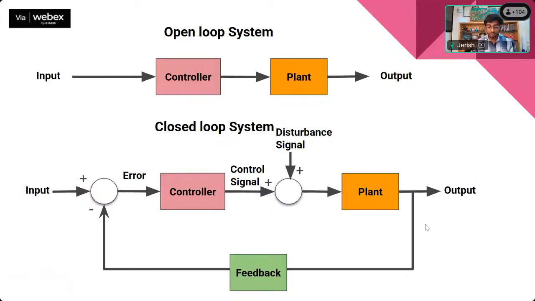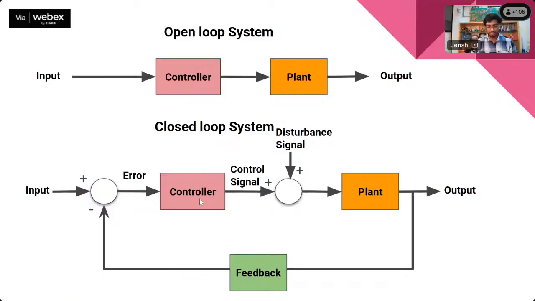This feedback element can be any sensor, for example a camera, or a thermometer in case of measuring temperature, or any sensor which can interact with the environment and get feedback from it. That's what this feedback loop does. It takes the output and checks it with the input, and the difference is considered an error, and this error is given to the controller.